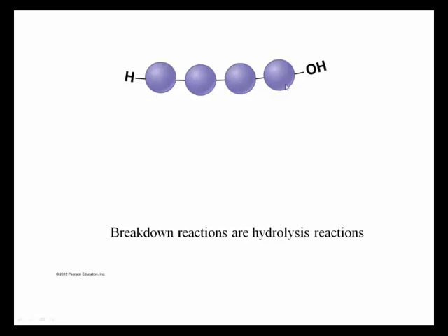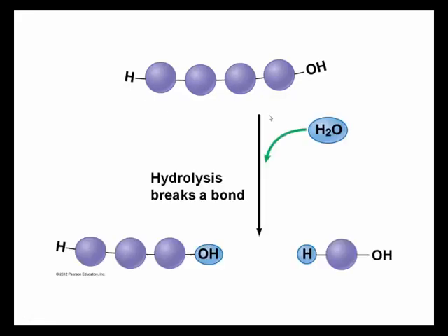The breakdown reactions, where we break these beads off of the chain, are called hydrolysis reactions. Hydro means water, lysis means to split. So what we end up doing is using water in the reaction to cut one of the beads off of the chain. Water is put in, a monomer is released, and we've established that same orientation of chemical groups and atoms on either side of the products of the reaction. This is a hydrolysis reaction. We've used water to split this monomer off of the chain.